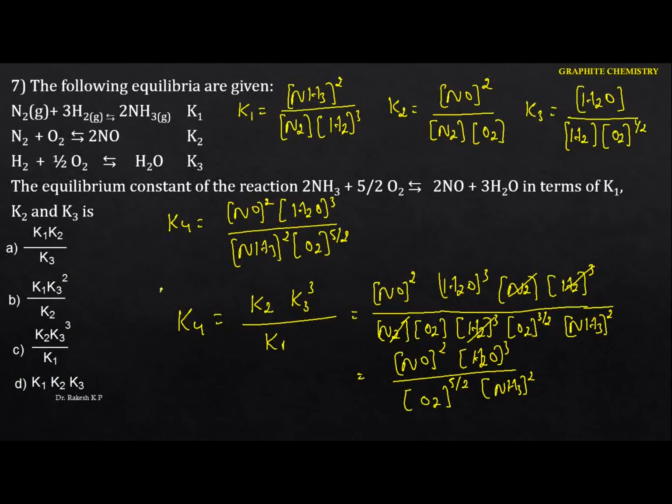Okay, so we got this one. That means how is it related? This is K4, which is equal to K2 into K3 power 3 by K1. Hence in this case the option is C.